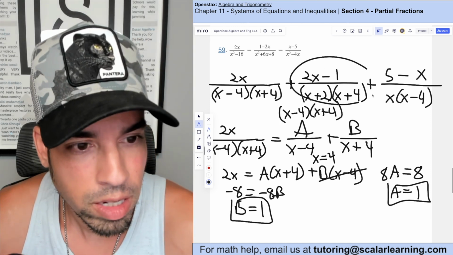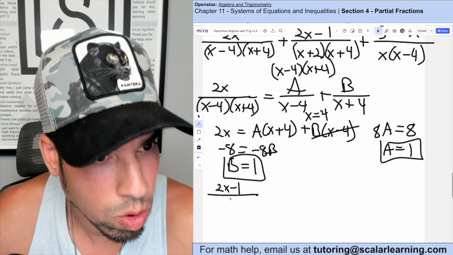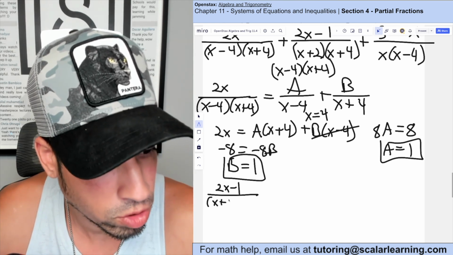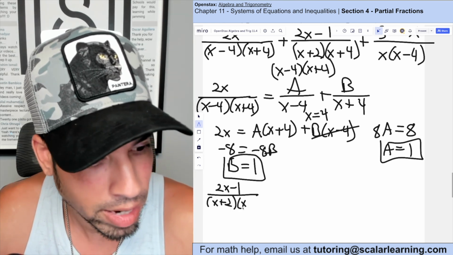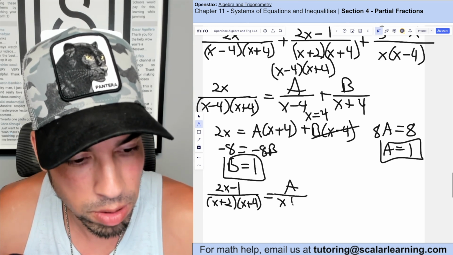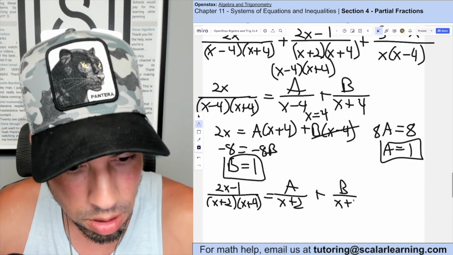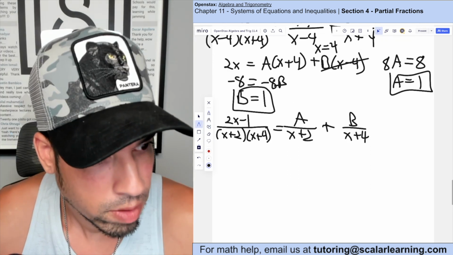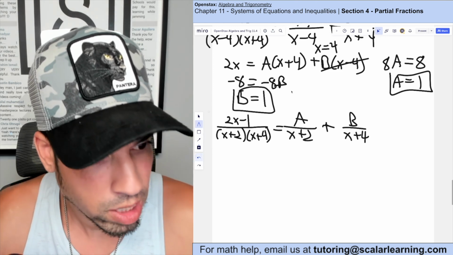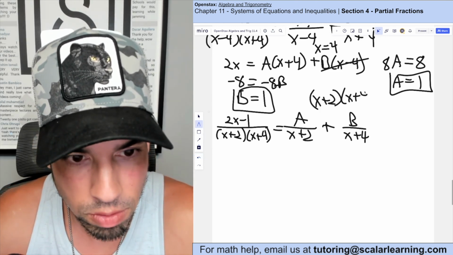Next, let's decompose this one. So then we got 2x minus 1 over x plus 2 times x plus 4 is equal to a over x plus 2 plus b over x plus 4. Great. All right, so now we have a little bit more room. Again, multiply both sides by that denominator, x plus 2 times x plus 4.